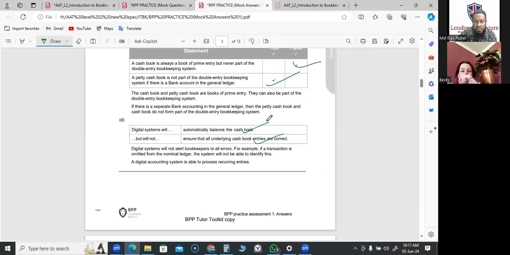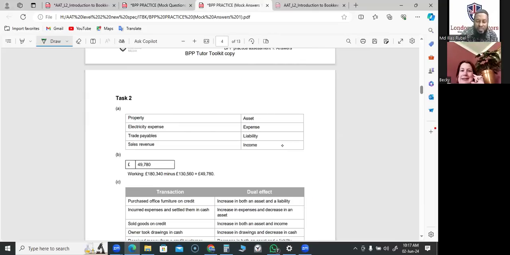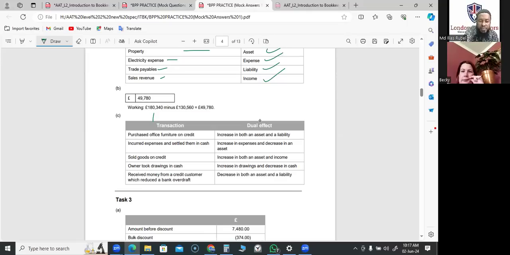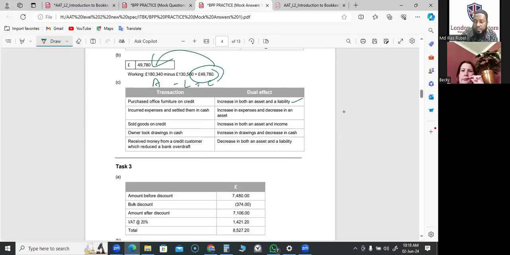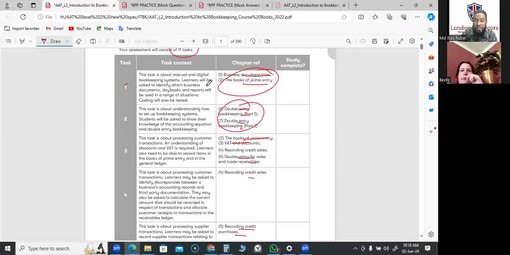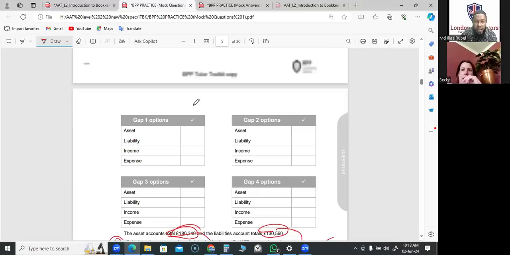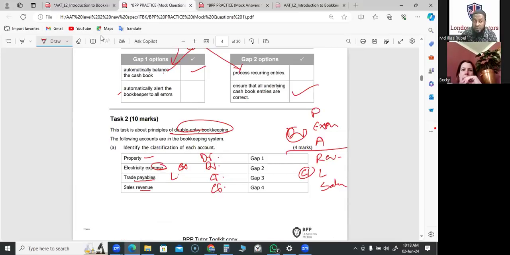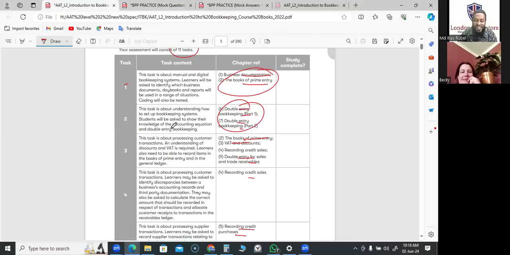Shall we check our answers? Properties are an asset, electricity is an expense, payables is a liability, revenue is an income, easy peasy. And this one, asset minus liability is equal to capital, and that's what we just did. You can always check these answers later on. Shall we move to the next question? How many marks did we get here? 10 more marks. So how can we fail? Don't worry about failing. We're going to get 90% and above in the exam.